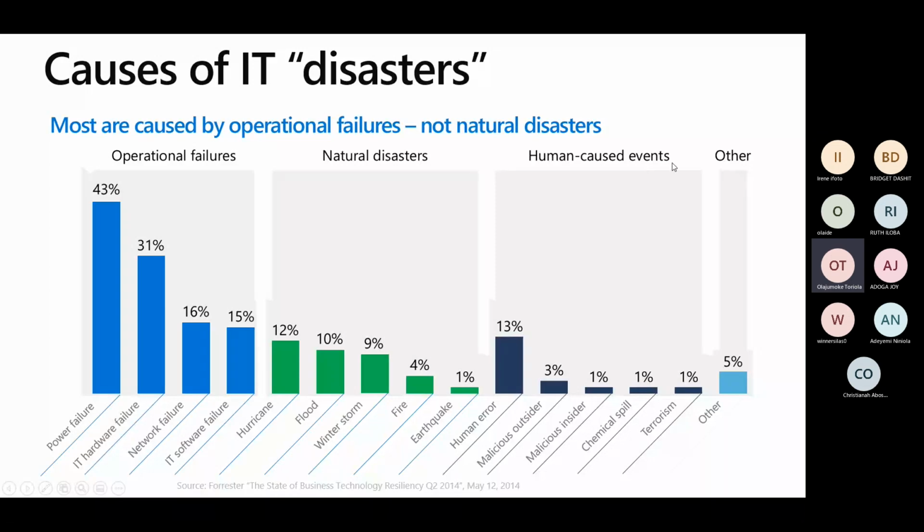What about human caused events like errors? Somebody making a mistake and deleting something critical on the server, like a boot file, and the server will not come up again. What about a malicious outsider, people with bad intent who target your hardware infrastructure? What about a malicious insider, people in your company or staff who are disgruntled and decide to pull down your IT infrastructure? Chemical spill, terrorism, these are all causes of IT disaster. And then there are others not listed here.